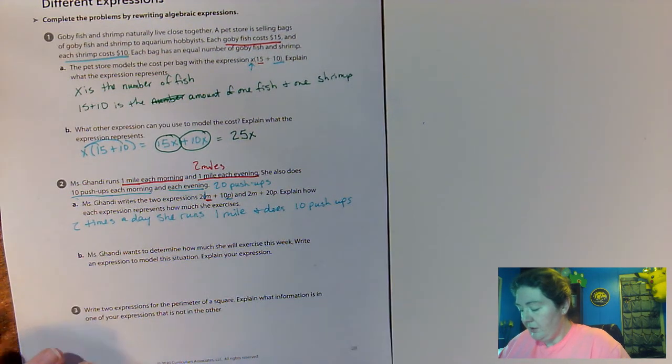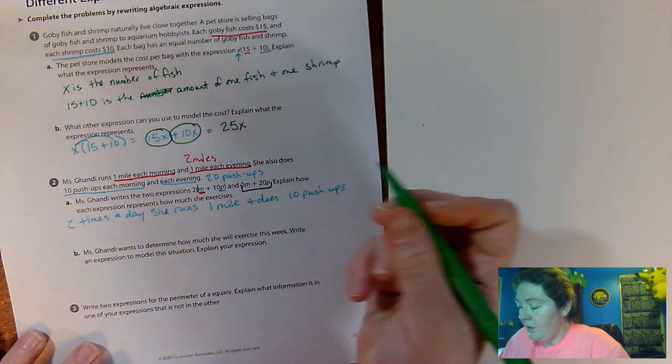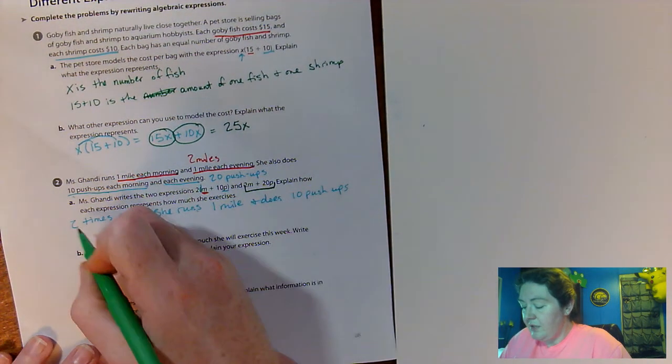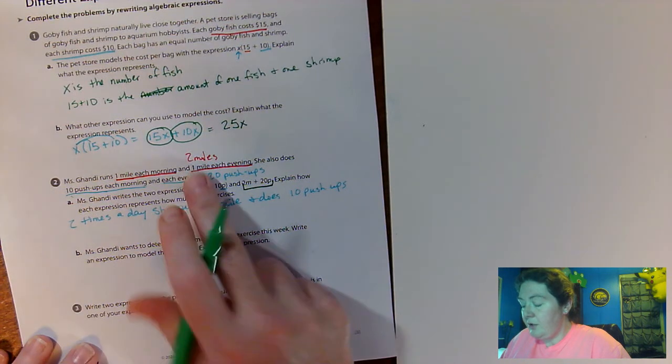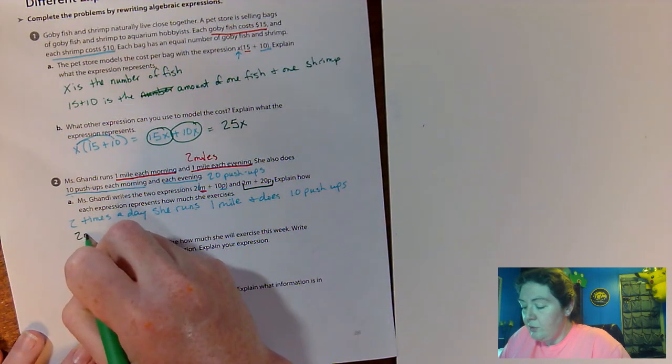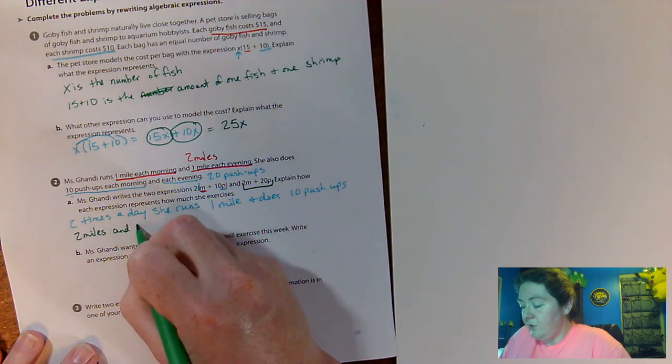Right? Let's look at this one. The second one says 2M. How many miles did we say she ran? She goes 2 miles and 20 push-ups.